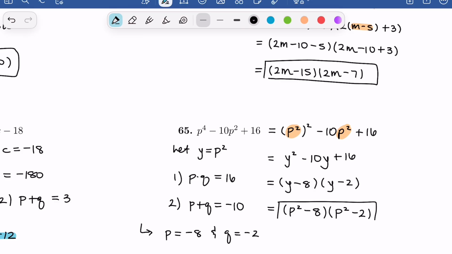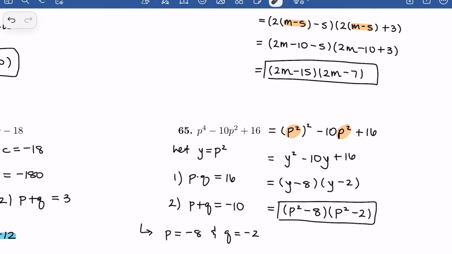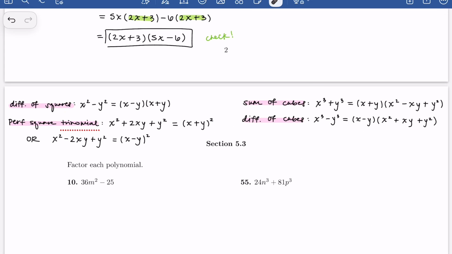So this would be the fully factored form of this guy using substitution. Now in this last section of our video, we're looking at special types of factoring. So we have four different special types here, and these can be found in our textbook. And the whole idea is to be able to recognize a polynomial of this form and then plug it into its factored form given by these formulas here.